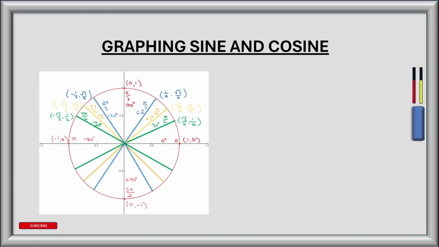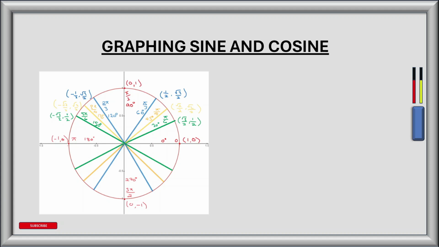If we look at our unit circle on the left, we can see that each point has the coordinates cosine theta, sine theta, where cosine theta is the x-coordinate and sine theta is the y-coordinate. For more details on this, watch the video I created describing the unit circle.